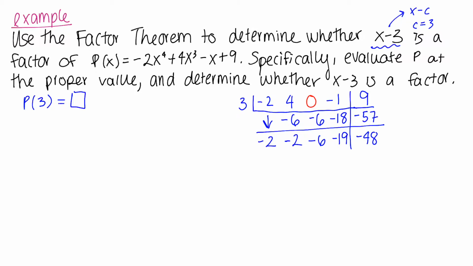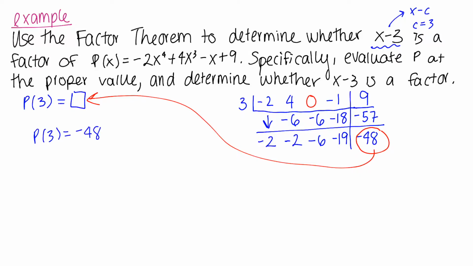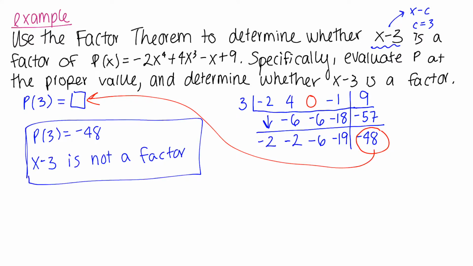So when we did this, this number is actually the answer to this. So if you wanted to find p of 3, you could do synthetic division with 3 on the outside and just get that number, and that's what p of 3 is. It's that remainder. Now, in order for x minus 3 to be a factor, we needed this number to be 0. So we can say two things. We can say p of 3 is negative 48, and because it's not 0, x minus 3 is not a factor. So you're looking for this number to be 0 if it were to be a factor of this polynomial.